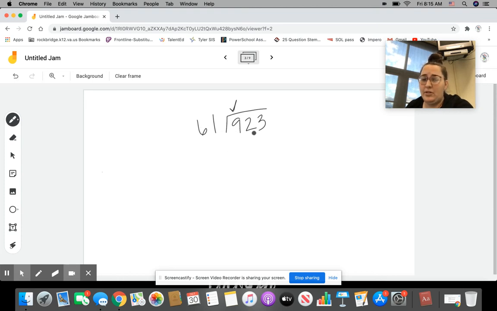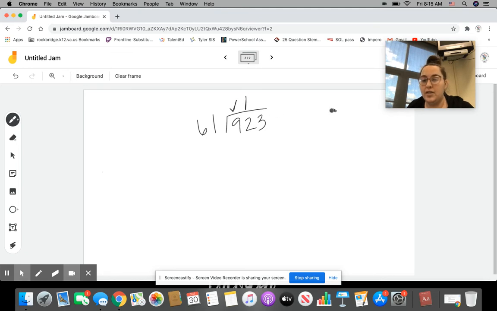Can 61, I'm going to go to the next digit. Can 61 go into 92? Yeah, 92 is bigger, so it can. So I think about if I'm counting by even, you could say 61 is close to 60, or I think about sixes, 6, 12, 60 plus 60 is 120. That's too big. So I know it's going to only go in one time.